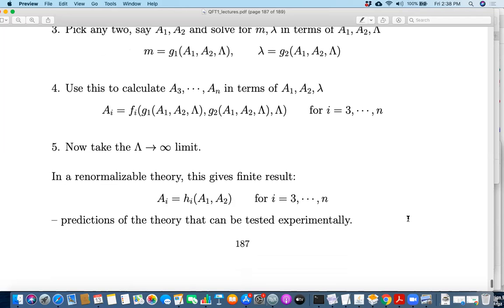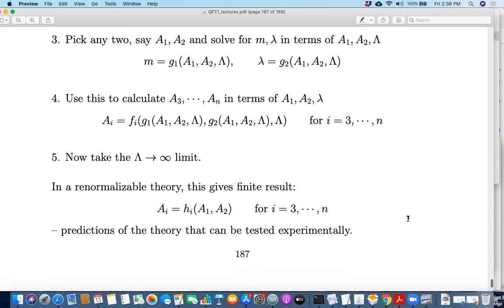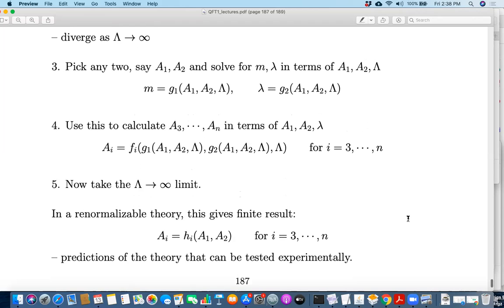Any other question? Sir? Yes. So here the final result for AI in the number 4 point, that depends upon A1 and A2. If we use some A3 and A4, then will the value change or remain the same? Yeah, the functional form of course will change.